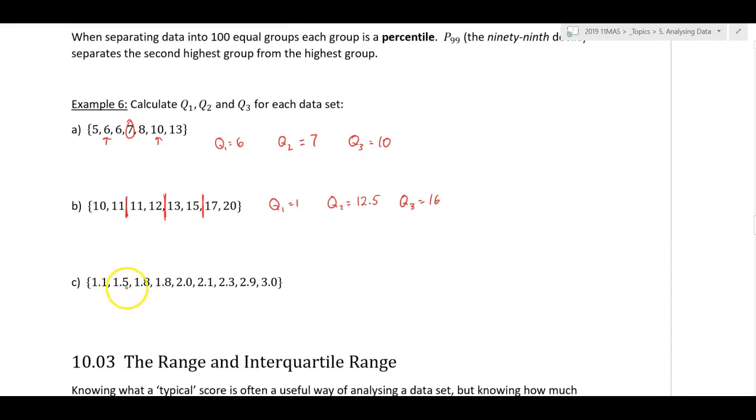Now, this one here, I think I have 1, 2, 3, 4, 5, 6, 7, 8, 9 scores. So I'm going to have 4 up the top, 4 down the bottom, with 1 left in the middle. 1, 2, 3, 4. My median, or second quartile, is 2.0. Now, halfway here, and halfway here. Halfway between 1.5 and 1.8 is going to be 1.65. First quartile, 1.65. Third quartile is halfway between 2.3 and 2.9, 2.6.